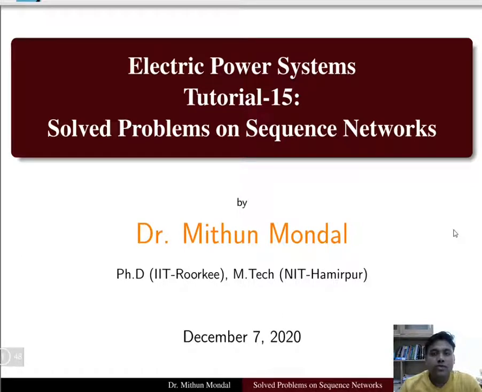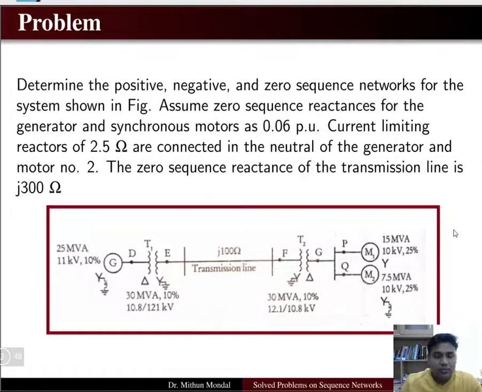Welcome to the next tutorial on electric power system. The problems we are going to discuss are on sequence networks. Let us see the problem. Determine the positive, negative and zero sequence network for the system shown in the figure.